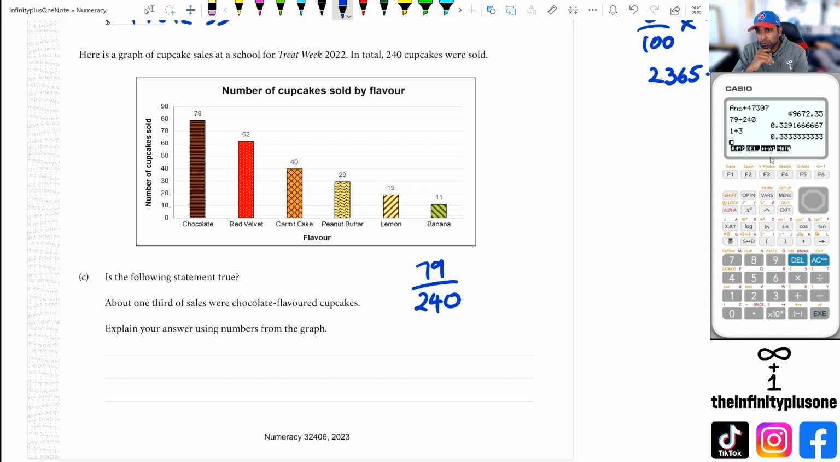Like I said, that's 79 over 240. Now, the other way you could have done this is because you had 1/3, you could write that as 80 over 240, because 1/3 is the same thing as saying 80 over 240, which is an equivalent fraction. And then from there, you could have also made the claim as well. Yes, it's pretty close, or no, it's not 80, therefore I reject the statement.